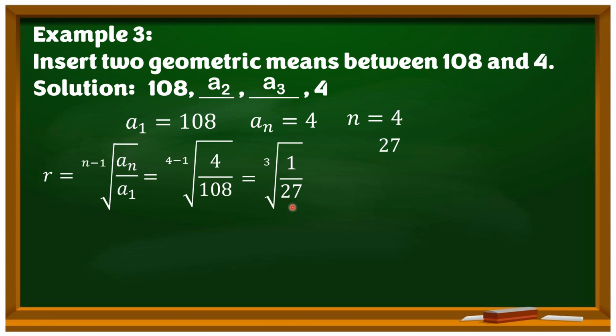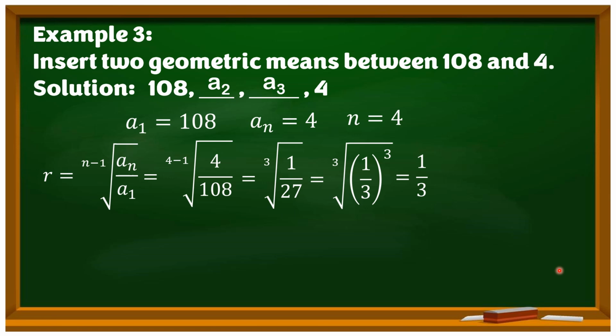And then simplify. The factors of 27 are 3 times 3 times 3, and that is equal to 27. So 27 is equal to 3 cubed. So we can now write the cube root of 1 over 27 in the form of the cube root of the quantity 1 over 3 cubed. And then we're going to simplify. The value of r now is equal to 1/3.